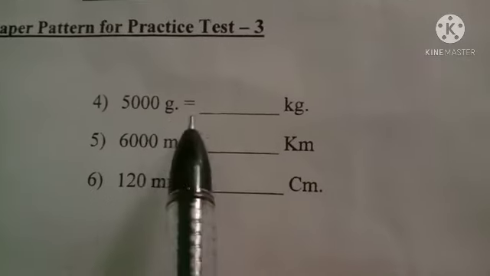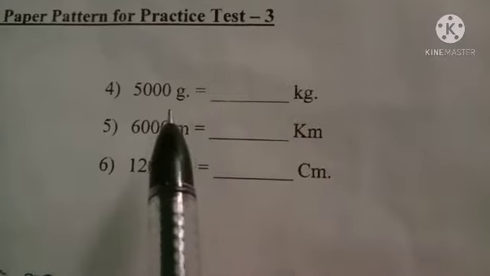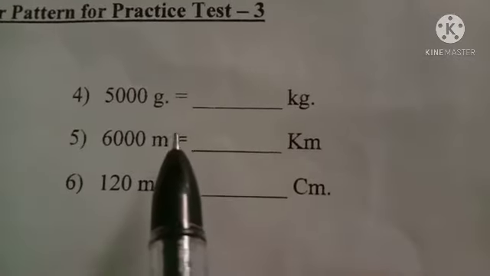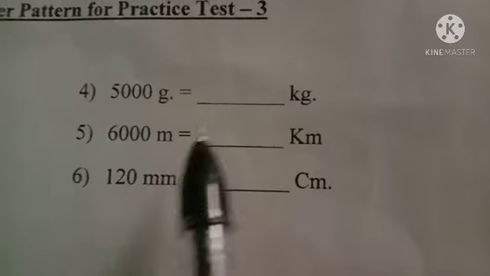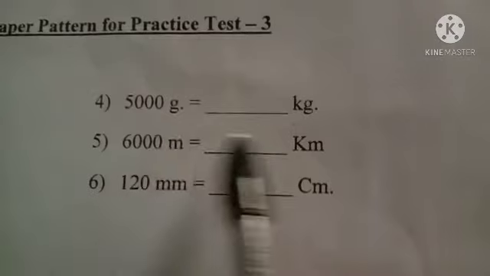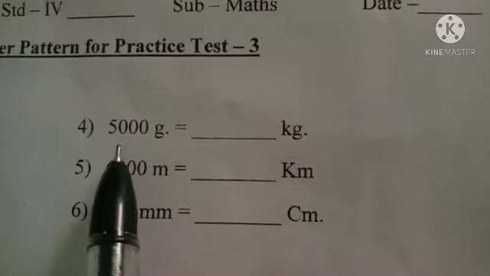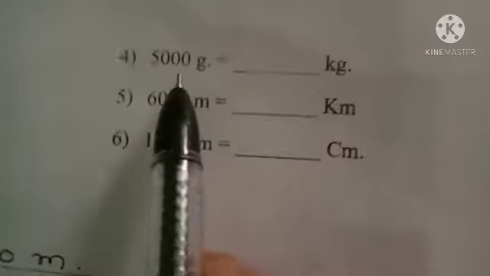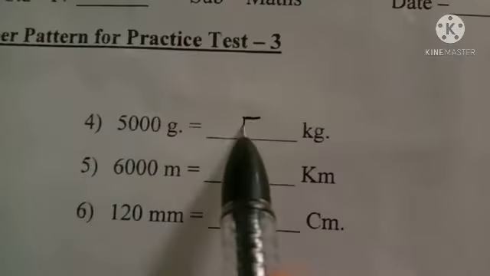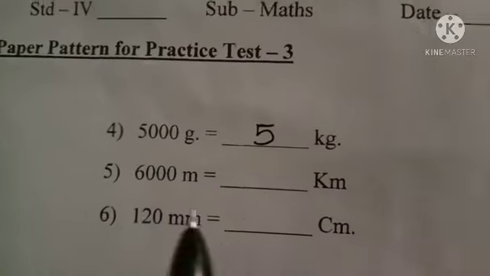Now here is given 5000 grams is equal to dash kilograms. So we have to convert these grams into kilograms. You know that 1000 grams is equal to 1 kilogram. So we have to convert this 5000 grams into kilograms. What we'll do? We'll divide this 5000 by 1000. So 5000 grams is equal to 5 kilograms. So we'll write here 5 kilograms.